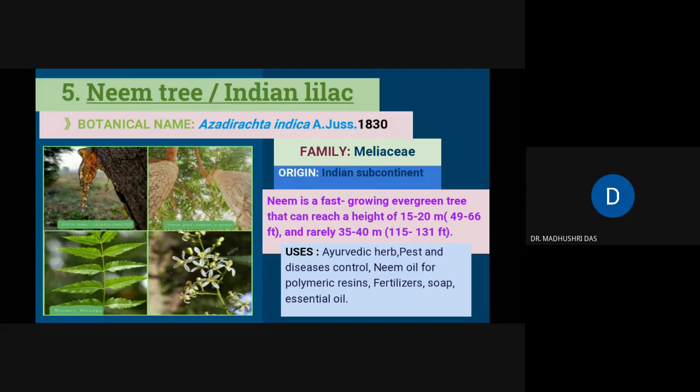If we see its uses, neem has so many medicinal properties, but it is famous in Ayurvedic herbs. It also controls pests and disease. Its essential oil forms polymeric resin. It is also used as an insect repellent and in fertilizer, and in the soap industry also it is used.